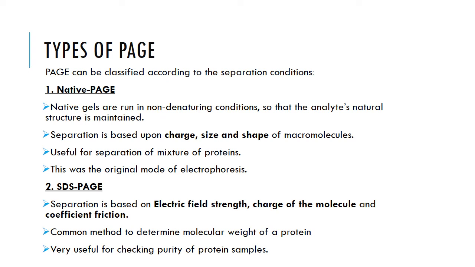So now we are talking about the SDS PAGE. The SDS PAGE separates based on one, electric field strength, two, charge of the molecule, and three, the coefficient of friction. It is a common method that determines the molecular weight of the protein, and it is very much useful for checking the purity of proteins. So once you want to check the purity of proteins, this is the recommended method to use.